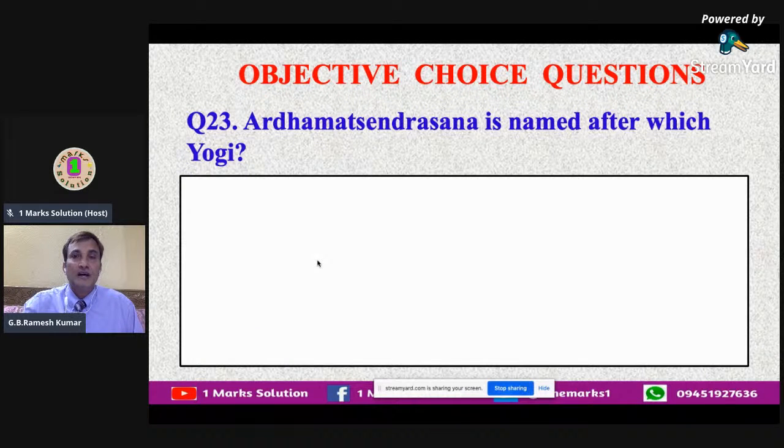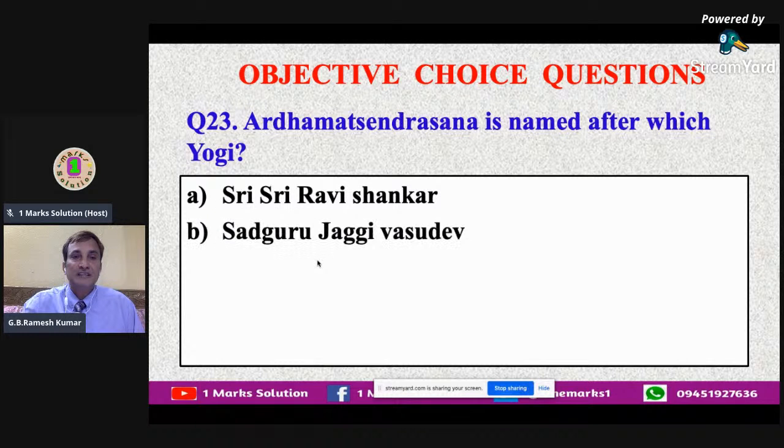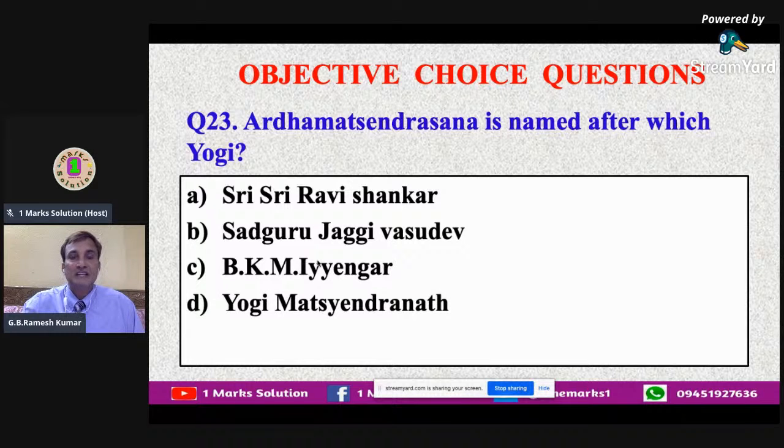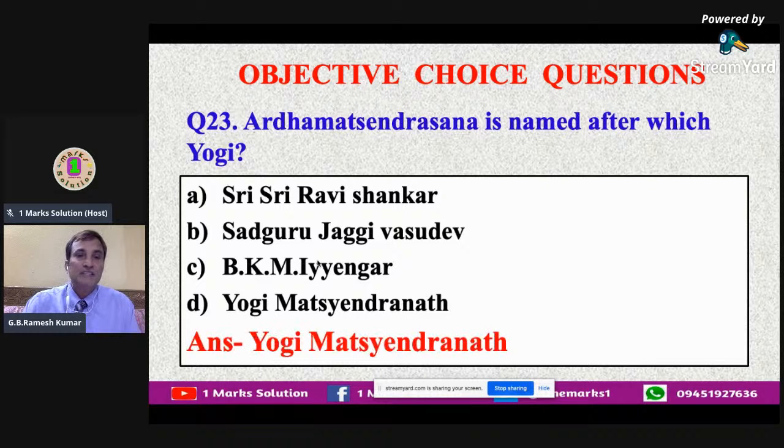Ardha Matsyendrasana is named after which yogi? Sri Sri Ravi Shankar, Sadguru Jaggi Vasudev, B.K.S. Iyengar, and Yogi Matsyendranath. Now, Ardha Matsyendrasana is named not after Sri Sri Ravi Shankar or Sadguru Jaggi Vasudev or B.K.S. Iyengar. It's Yogi Matsyendranath.